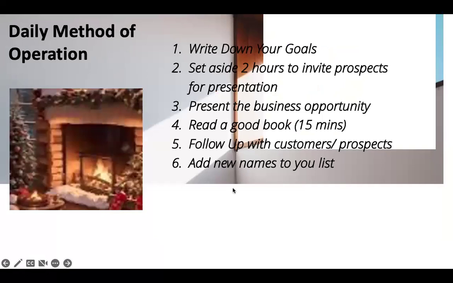A very important thing that I'd like to share with you, or I've shared with you before, is you need to have a daily method of operation. That simply means every day there are some things you need to do to grow your business. Why is that important? Because consistency is what actually makes the business grow. One, write down the goals of the things you want to achieve. Two, set aside 2 hours to invite prospects for the presentation. If you're part-time, 2 hours; if you're full-time, maybe more hours. Three, then present the business, the opportunity, to people.